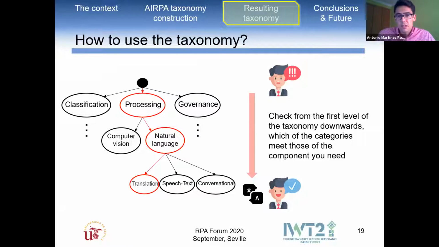Here we see this developer who is a bit desperate, and he notes that through our taxonomy he could easily find the category in which each component is located. To do this, he explores the categories of the taxonomy, starting with the first level, and sees according to its characteristics which of them are most suited to the need he wants to cover.